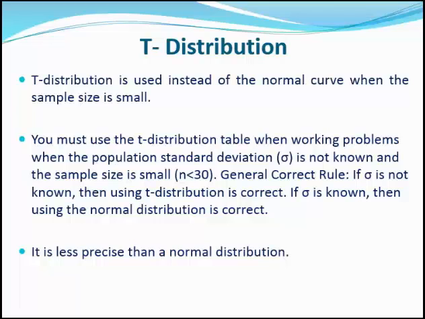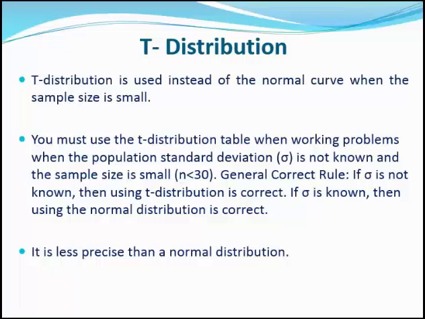If you have more than 30 sample sizes, you can use the Z-chart. You can use the normal distribution. Generally speaking, if you're asked if you have 40 samples or 50 samples, use the normal distribution chart. If you have 30 or fewer, you need to use a different chart, and that's called the t-distribution. The t-distribution is used instead of a normal curve when you're talking about a small sample size. You can always also use the t-distribution chart when you don't know the standard deviation, but again, we're not really going to worry about that so much in this course.